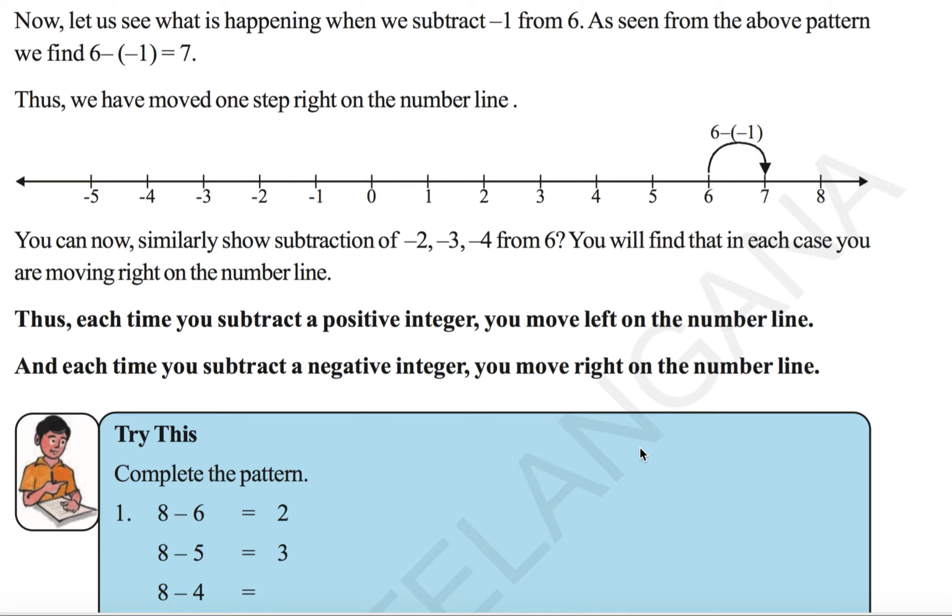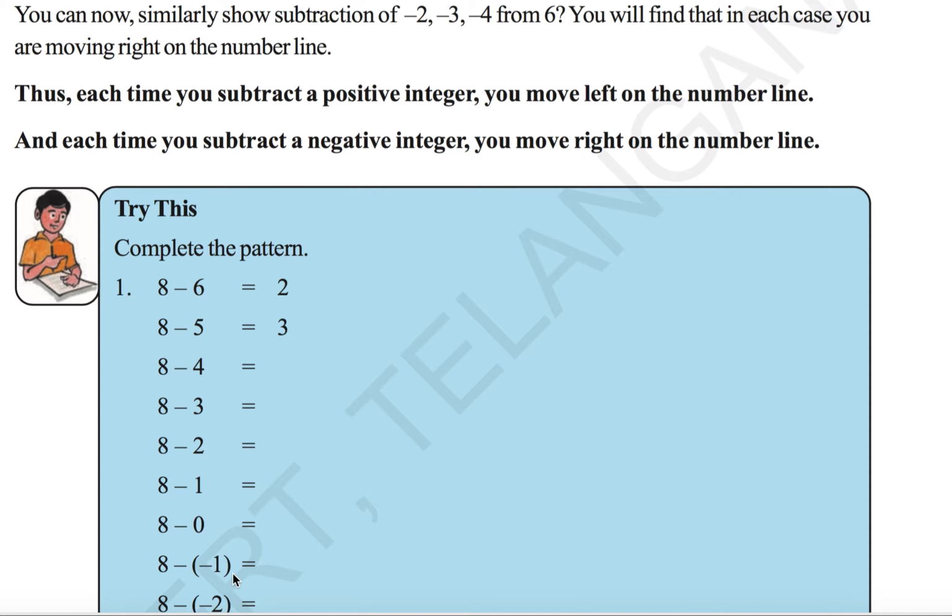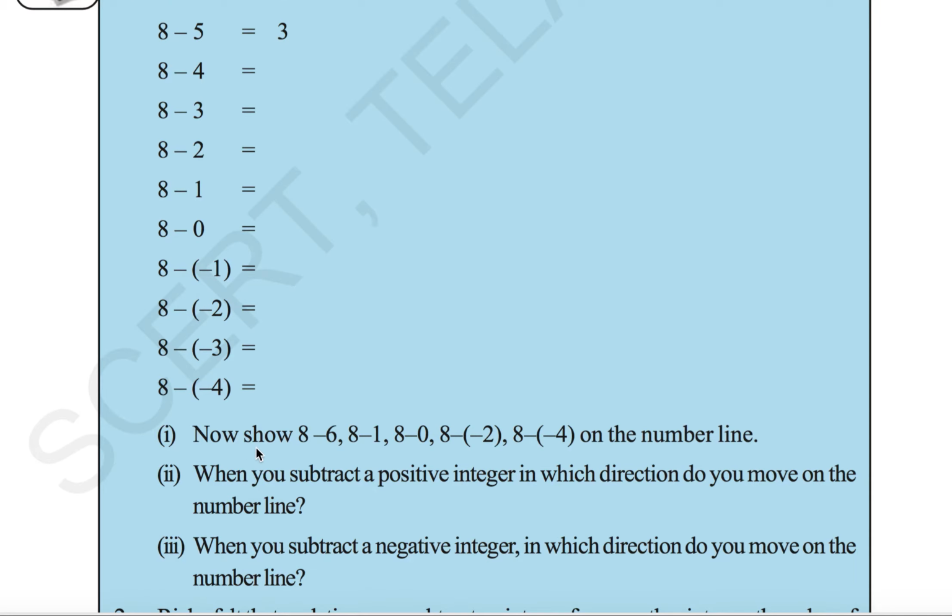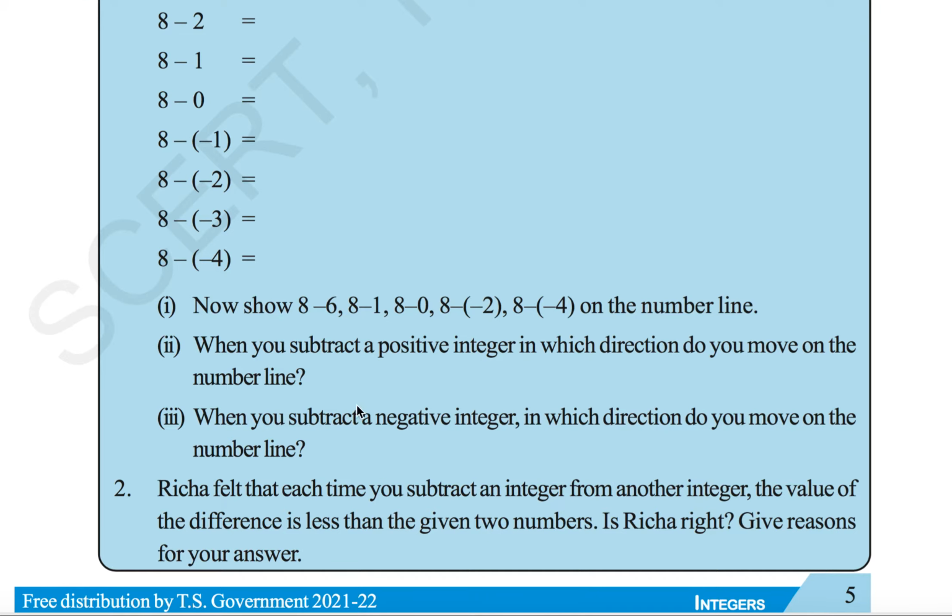Thus each time you subtract a positive integer, you move left on the number line, and each time you subtract a negative number, you move right on the number line. So try this now. 8 minus 6, so these are on the number line. When you subtract a positive integer, in which direction do you move on the number line? Left hand side. When you subtract a negative number, in which direction do you move on the number line?